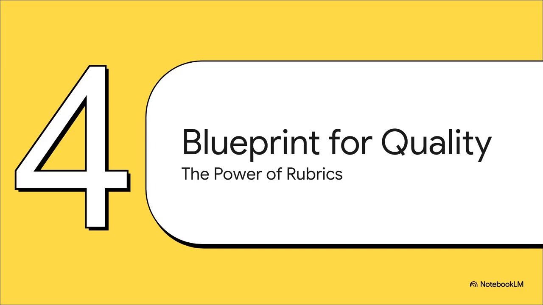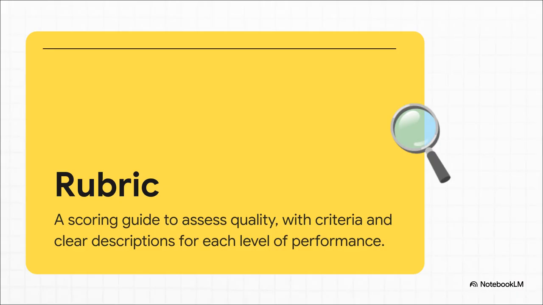So if there are so many possible right answers, how on earth do you score them fairly and consistently? Well, that brings us to section 4 and the secret weapon of performance assessment, the blueprint for quality, also known as the rubric. A rubric, at its heart, is just a scoring guide. It takes a really complex task and breaks it down into its most important parts, or criteria. And for each of those criteria, it clearly defines what different levels of quality actually look like. It's what makes a subjective process much, much more objective.